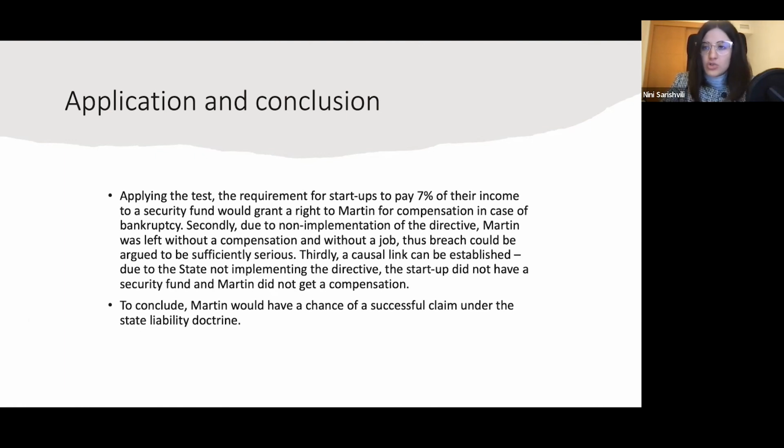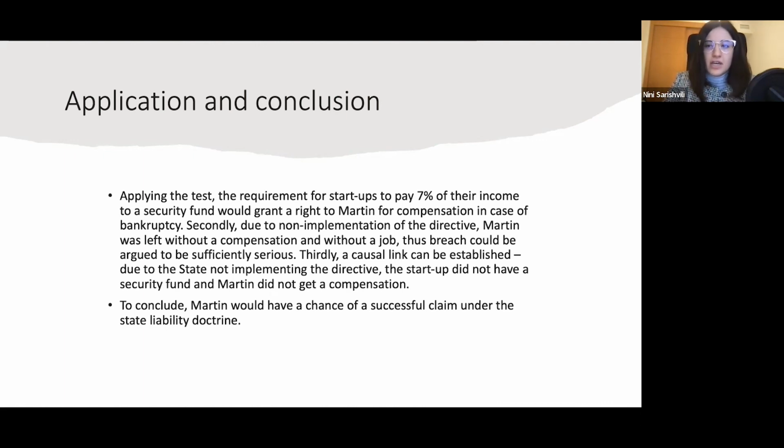So we show to the examiner why the breach is sufficiently serious. The person was left without a job. This is a serious consequence. Thirdly, a causal link can be established. Due to the state not implementing the directive, the startup did not have a security fund and Martin did not get a compensation. So there is a direct link to what has happened to Martin and state's failure to implement the directive. To conclude, Martin would have a chance of a successful claim under the state liability doctrine.